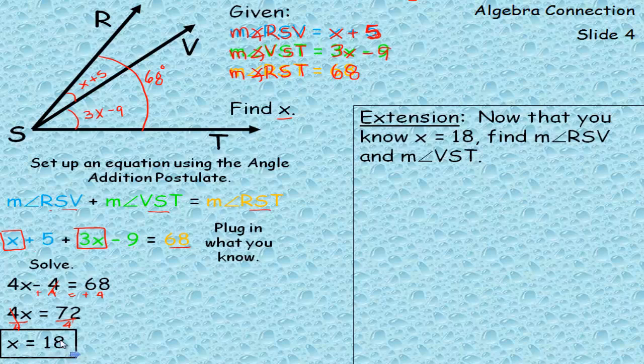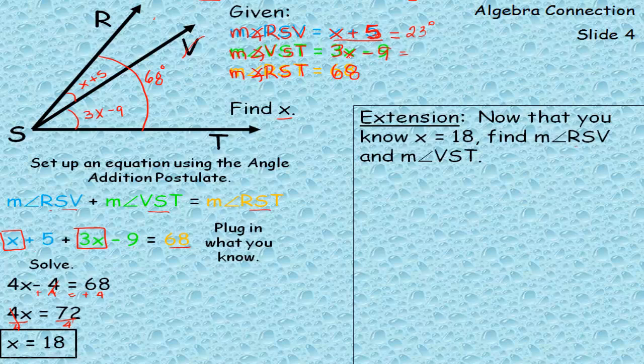Okay, now if I know x, they didn't ask you to look for it, but if you do know x, can you find the measure of angle RSV and the measure of angle VST? Yes, very, very simply. Since I know the measure of angle RSV is x plus 5, and I know x is 18, then the measure of angle RSV is 18 plus 5, which is 23 degrees. And for VST, since x is 18, 3 times 18 is 48 minus 9, which is 39.